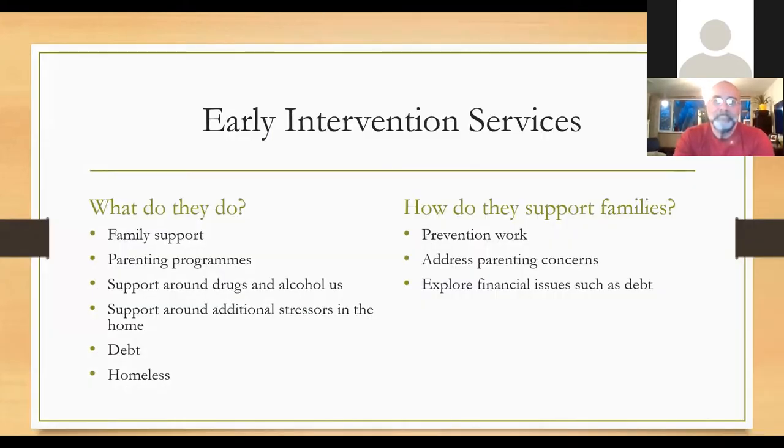So the first level in relation to children and families services is what's known as early intervention services. So I've listed here what they do. It's about supporting families so that a child remains within the family home. They can offer parenting programs to support a parent or parents to better parent their children. So looking at things around behavior management, the particular child development stages, and play and therapy and those kind of things as well.